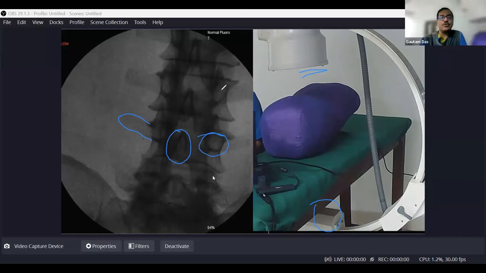What is this? Pedicle. It looks oval. Do you know why it looks oval? How exactly is the pedicle? So the pedicle is nothing but a pillar.